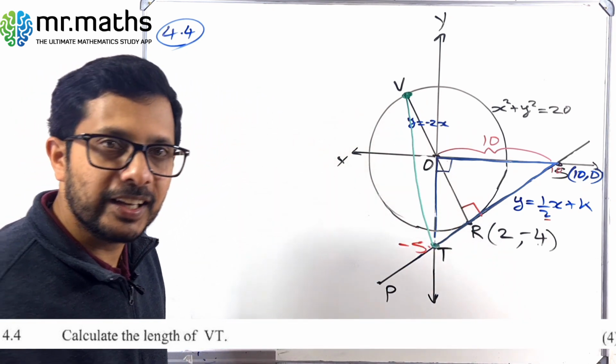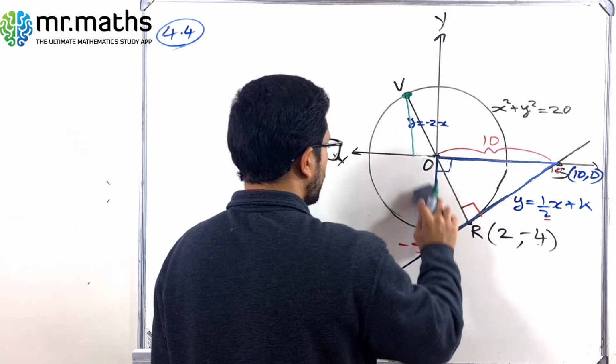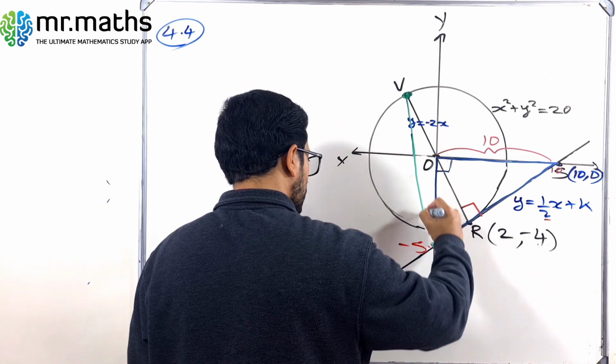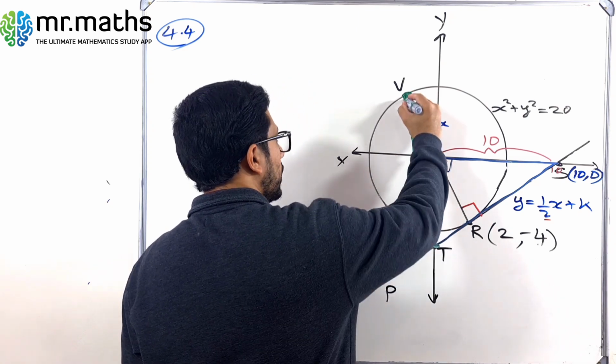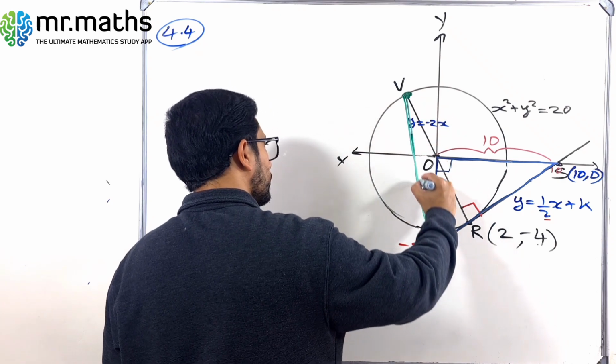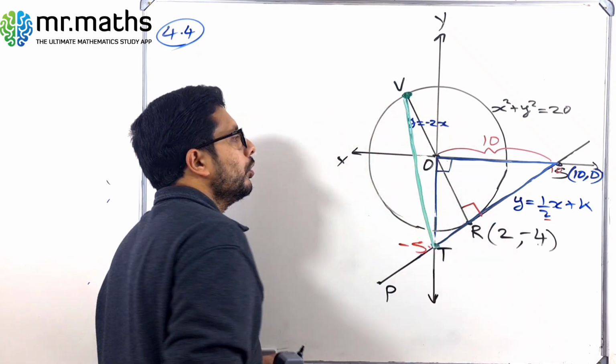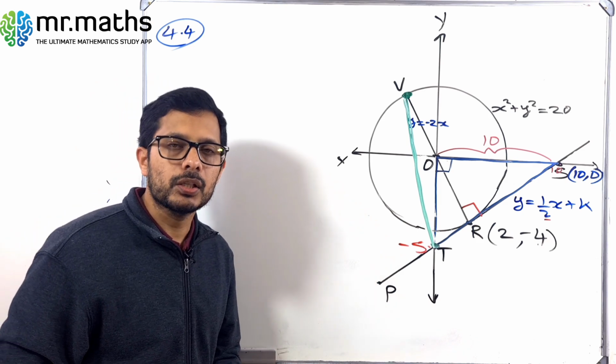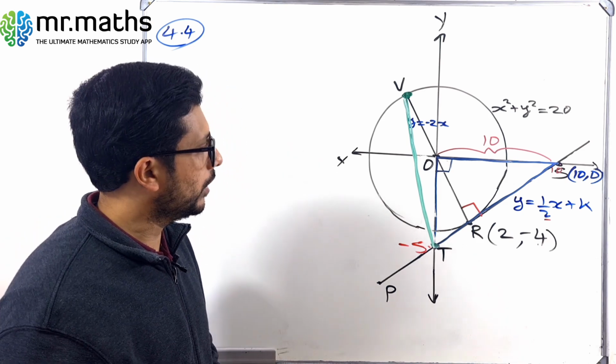Oh, it's a straight line. Sorry, it's a straight line. I'm supposed to draw a straight line. Okay, assume that that one is a straight line. So you have to find the length of that line VT. That is the question. So how can you find the length of that line VT, guys?